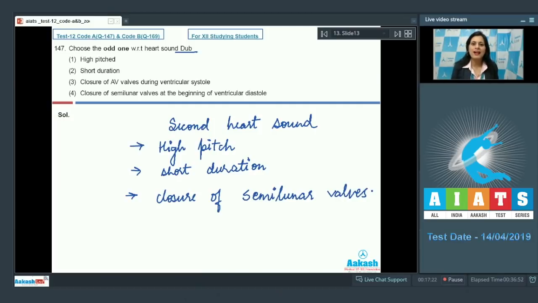On the other hand, the first heart sound lub is a low-pitched, longer duration heart sound heard due to the closure of atrioventricular valves during ventricular systole. So the odd one with respect to heart sound among the following options is option number 3, closure of AV valves during ventricular systole, because this is responsible for the production of first heart sound lub and not dub. The very first option high pitch, second option short duration, and last option closure of semilunar valves at the beginning of ventricular diastole cannot be the correct answers because these options are associated with second heart sound dub. So the correct answer to this question is option number 3. Let's discuss our next question.